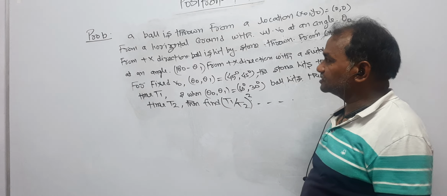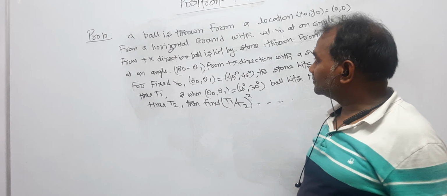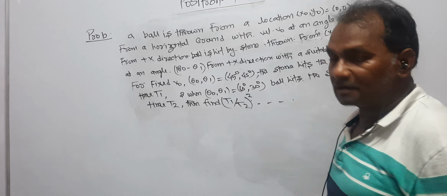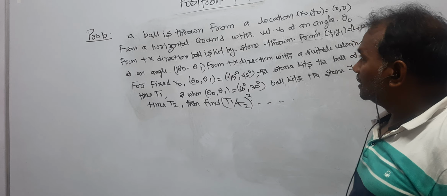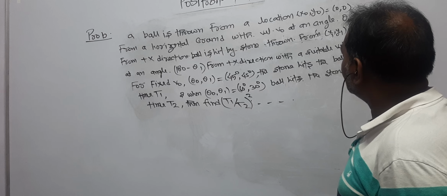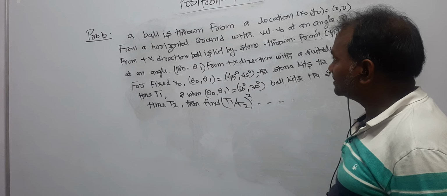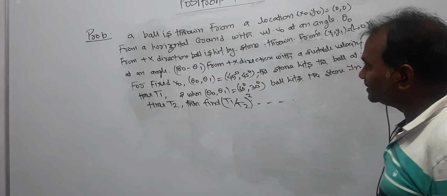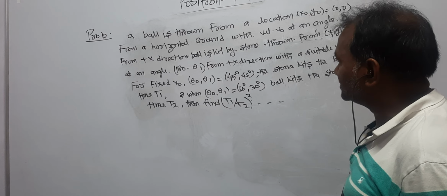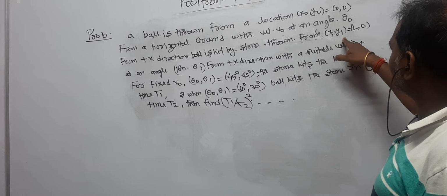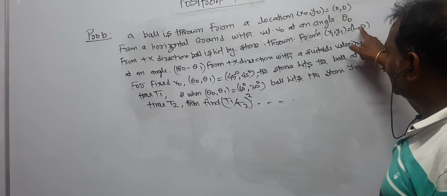I have brought this question. It was asked, I think, in 2024 JEE Advanced. A ball is thrown from a location (x0, y0, 0) on a horizontal ground with a velocity v0 at an angle theta0 from the positive x direction. The ball is hit by a stone which is thrown from (x1, y1, L, 0).